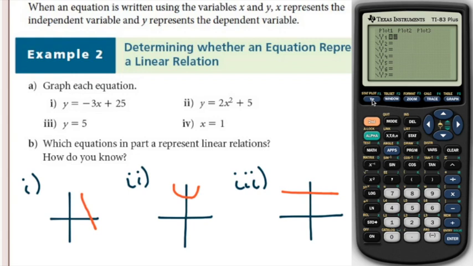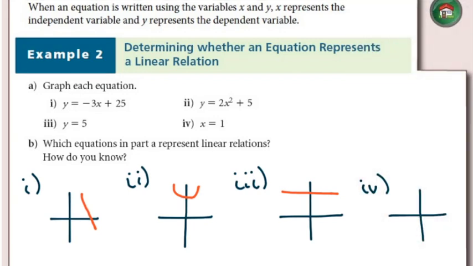Equation 3, y equals 5, what that means is that we go up to 5 on the y-axis, and we draw every possible point that is 5 units up. Likewise with 4, x equals 1, means we go to 1 on the x-axis and draw every point that is 1 unit to the right. That ends up being a line, but unlike 3, which was a horizontal line, 4 would be a vertical line. So we can use the calculator as a tool in some instances. In others, we have to rely on our own knowledge.